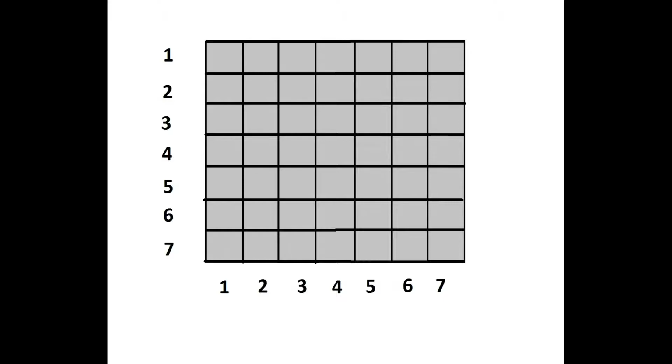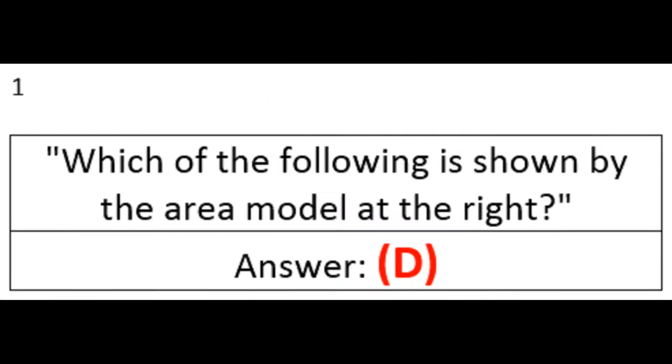Count along the side, we have 7 blocks down the side, and you see that 7 in green, and then you count along the bottom, you see the other 7 in green. And what's 7 times 7? 7 squared, or 49. That's what this model represents. So if you go back and look at the book and look at the choices available, the answer is D. The answer is D. Alright, so moving on to the next one.